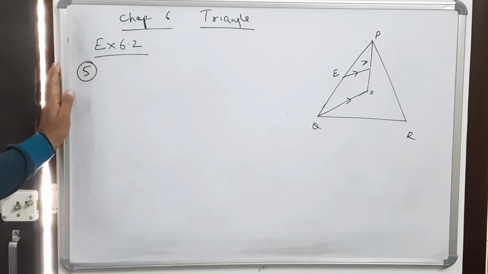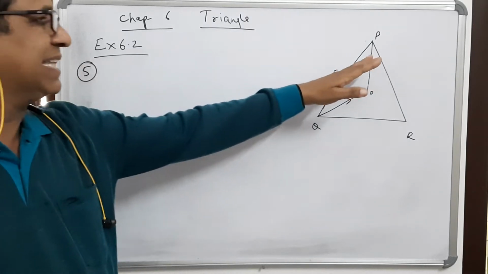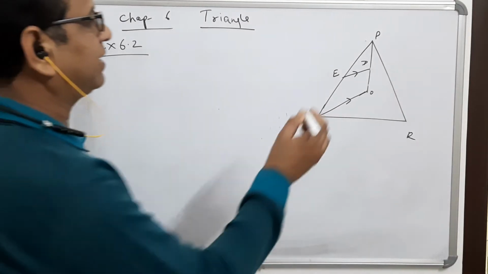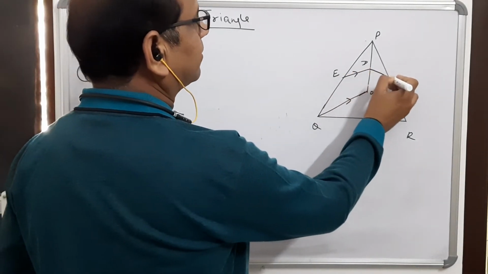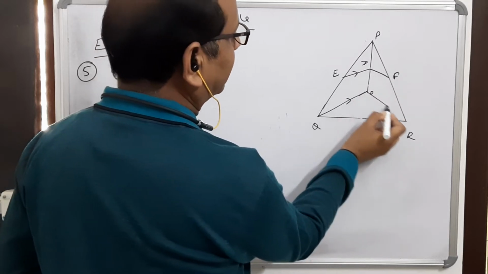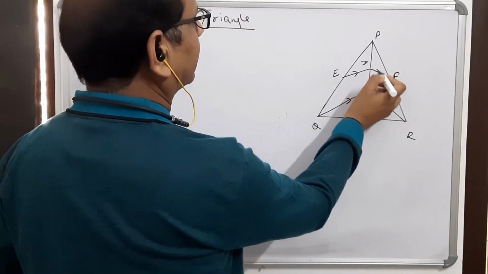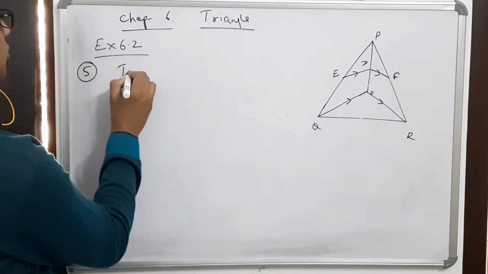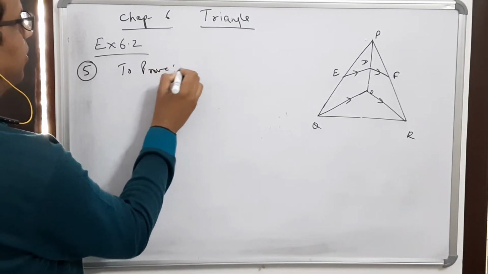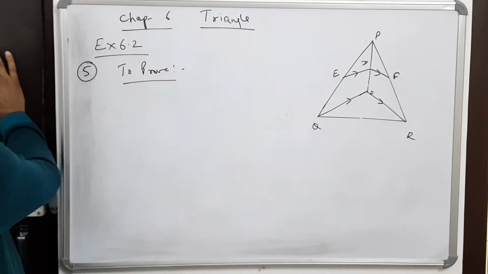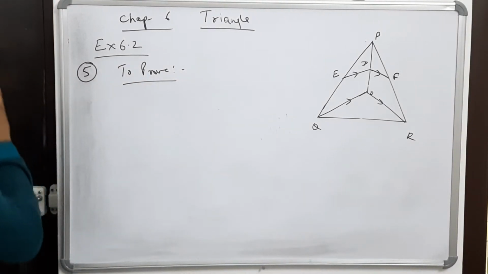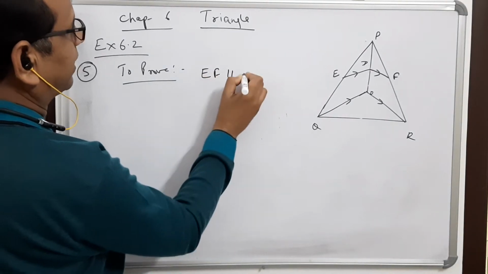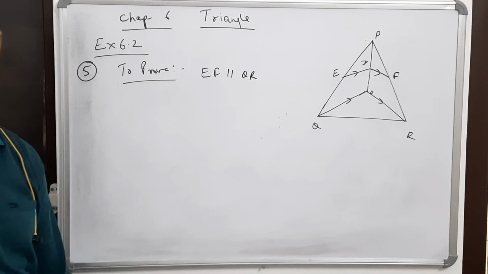Now sum number 5 is in this figure. This DE is parallel to OQ and there is one more line, that is DF line. This DF is parallel to OR and we have to prove that EF is parallel to QR. To prove is the important part. Please see this part now.